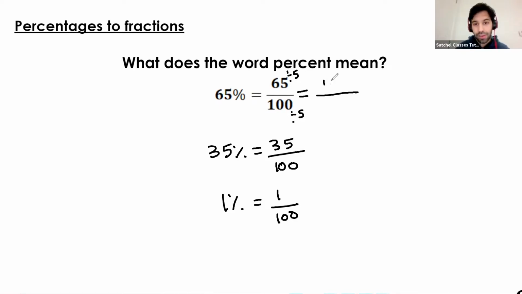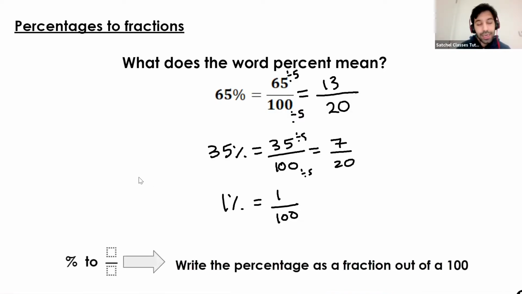What we'll end up with is 13 over 20. So 65% in its simplest form as a fraction is going to be 13 over 20. All right. And likewise here, again, 35%, we can divide both of them by 5. So what we'll end up with is 7 over 20, and 1% is simply 1 out of 100. We can't simplify this anymore.